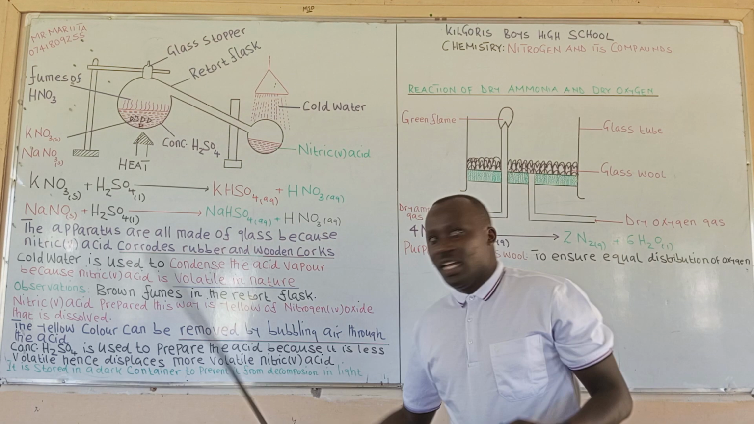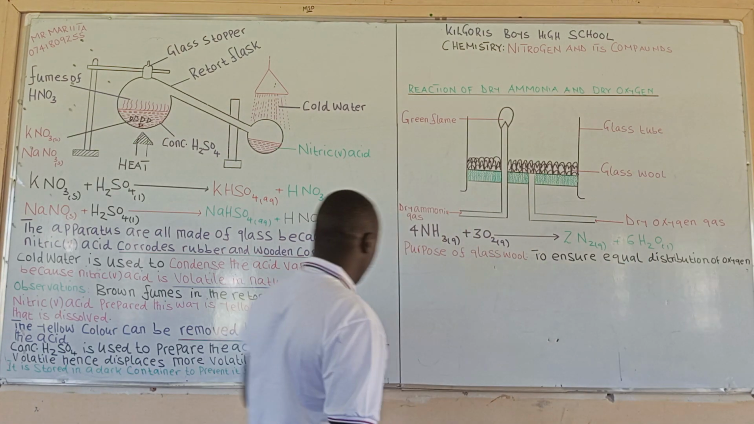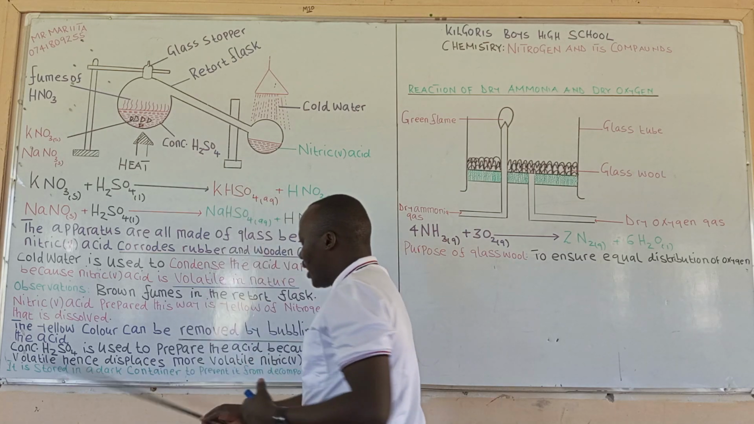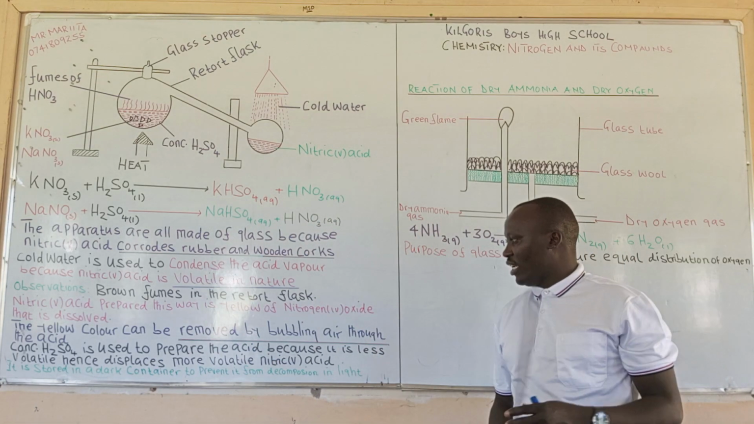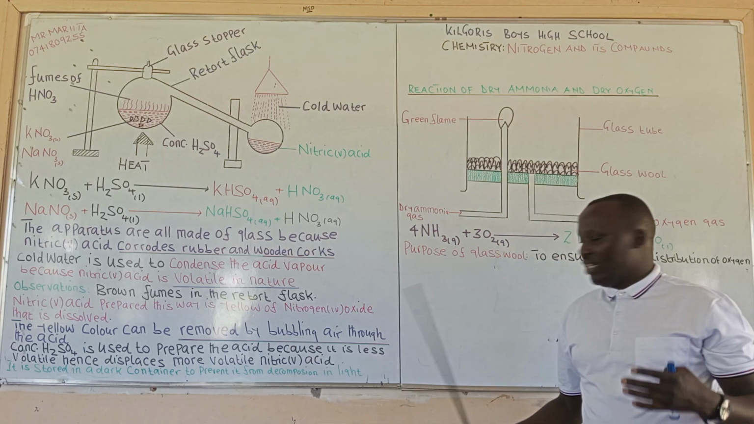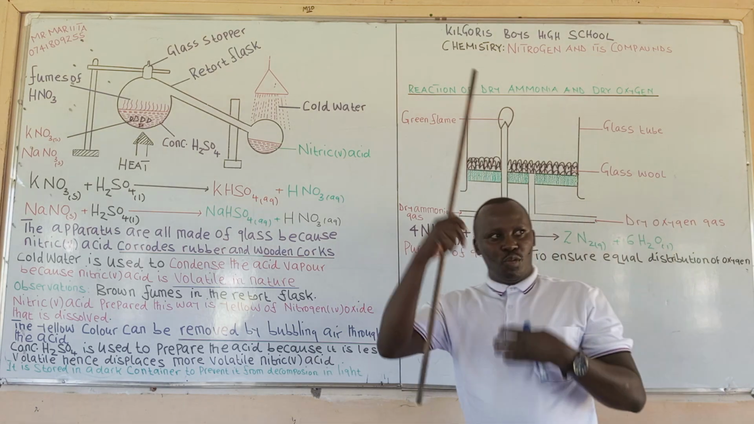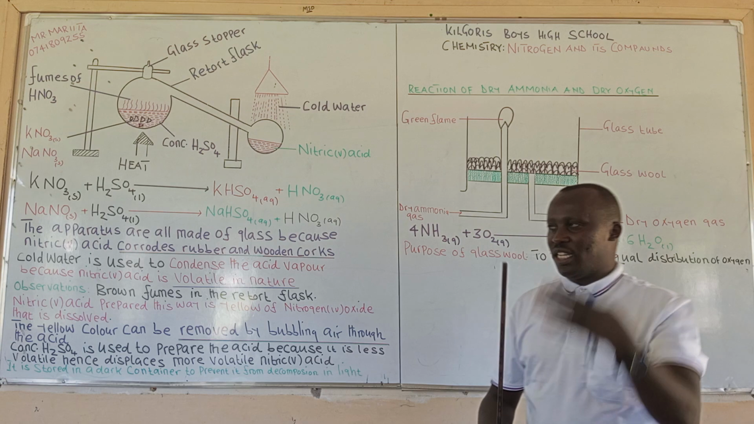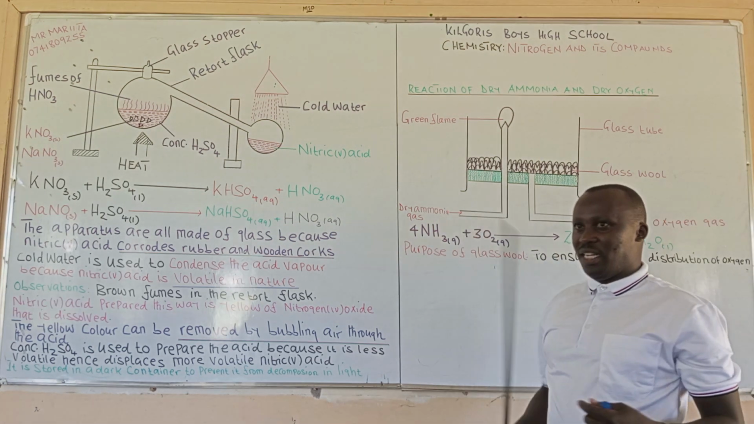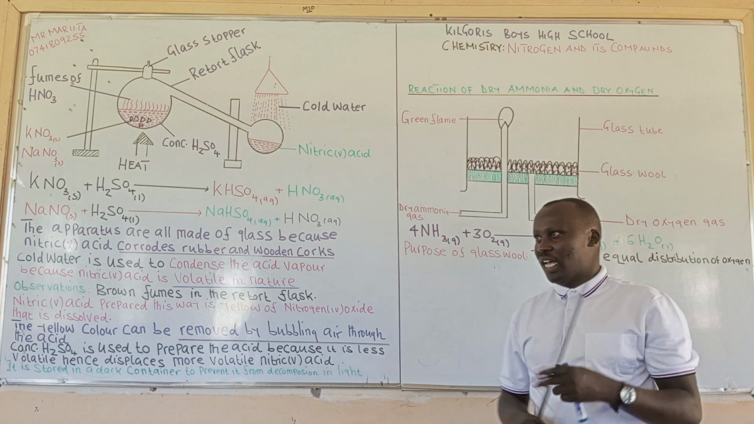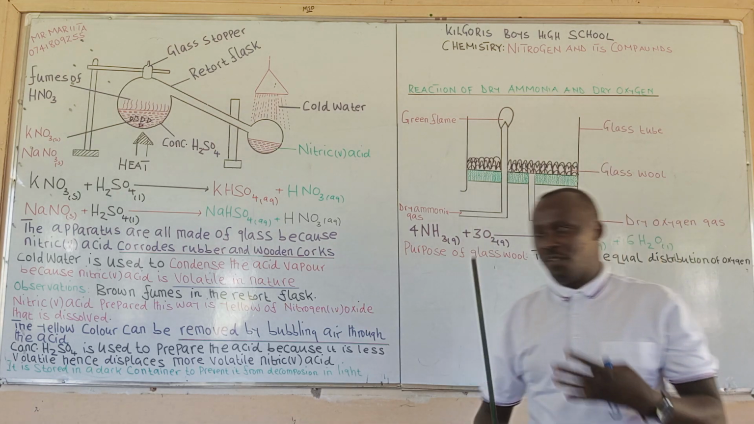And again, the acid produced here is normally stored in what? This acid is stored in a dark container. The reason why it is stored in a dark container is to prevent it from decomposing in the presence of light. That is a very simple summary on this KCSE apparatus, the laboratory preparation of nitric acid.